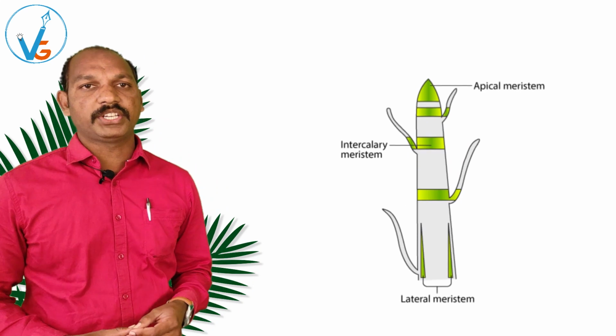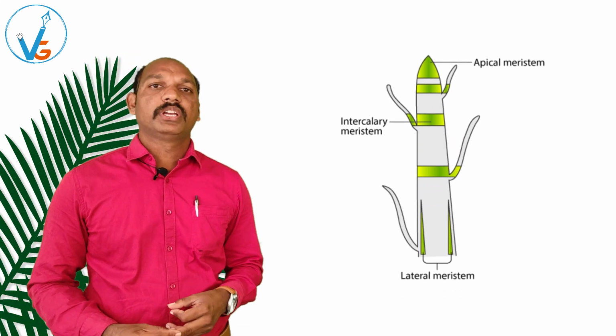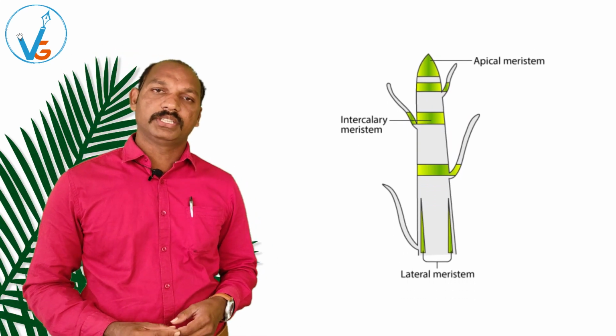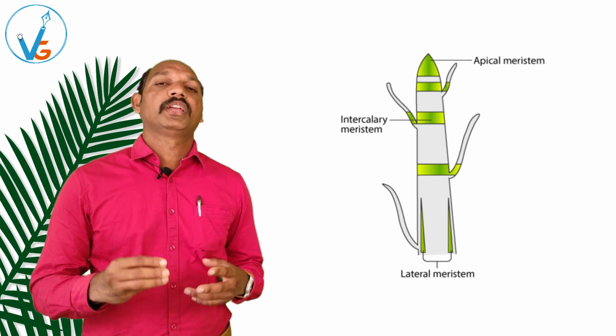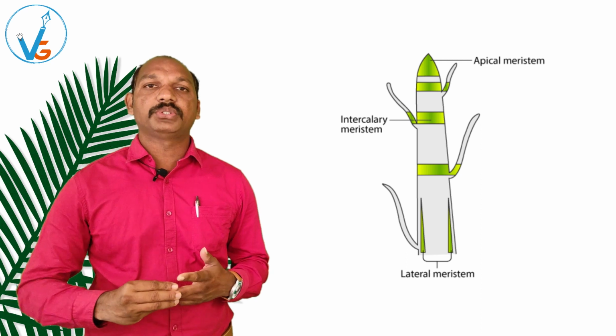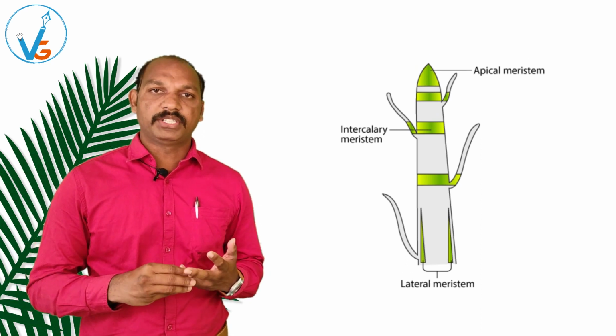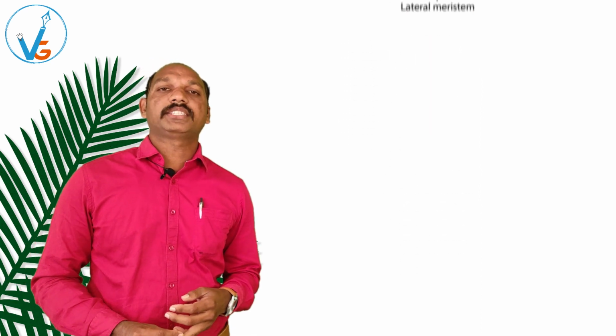The meristematic tissue is the tissue which will bring the overall growth and repair the plant. Based on their function and location, this meristematic tissue is divided into 3 types. They are apical meristematic tissue, intercalary meristematic tissue and lateral meristematic tissue. So let us see about the apical meristematic tissue.